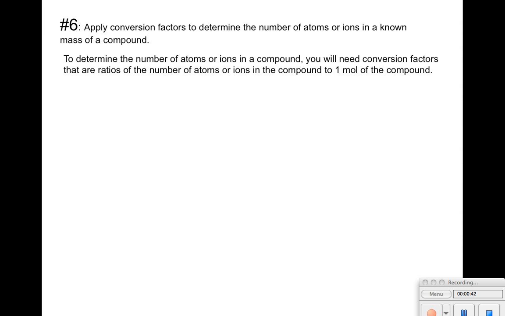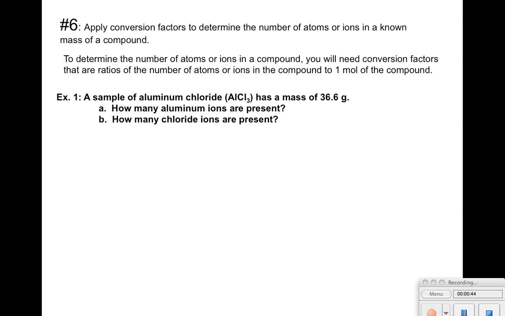Let's look at an example problem. Example problem number 1. It says a sample of aluminum chloride has a mass of 36.6 grams. And I want you to figure out how many aluminum ions are present and how many chloride ions are present. In order to do this, the first thing you need to do is determine what the molar mass of aluminum chloride is. So we've done this before, so let's go through this. This should take very quickly.